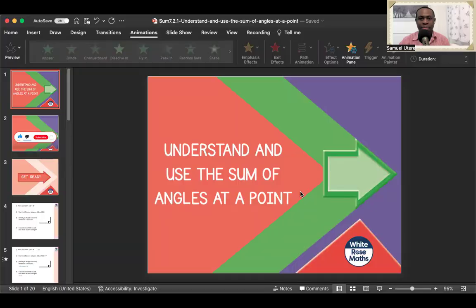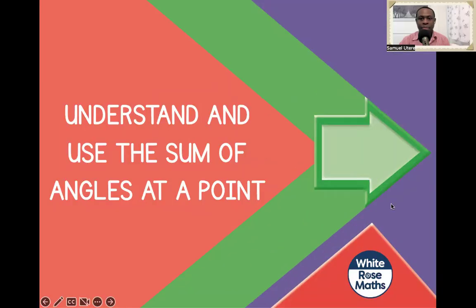Welcome to Block 2, Developing Geometric Reasoning, Lesson 1, your very first lesson in Block 2. I'll share my screen. All right, in today's lesson, you're going to learn to understand and use the sum of angles at a point.